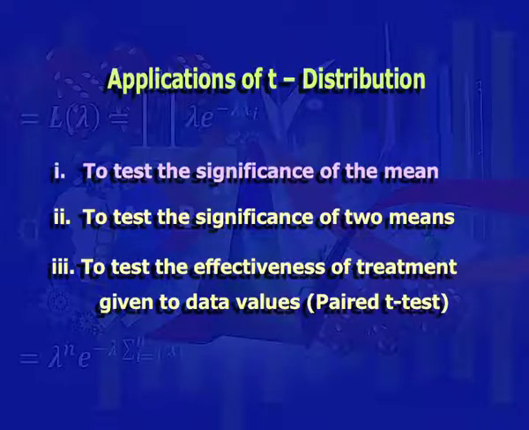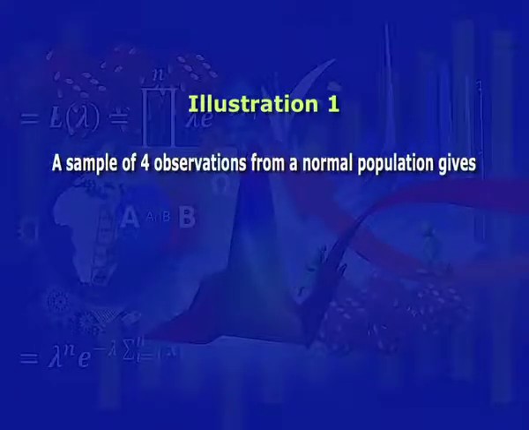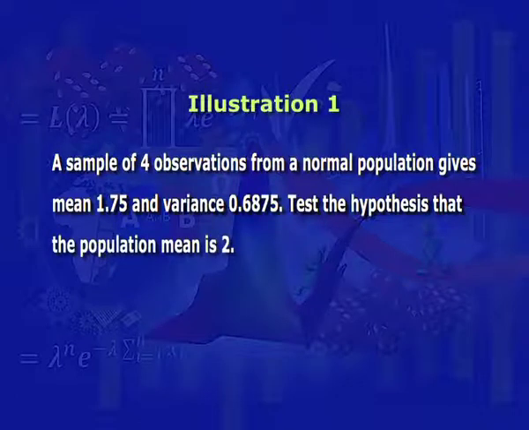Number 1, to test the significance of the mean. This test is used to test the hypothesis that there is no significant difference between sample and population mean, or that the sample has been drawn from the normal population with specified mean. Let us see illustration number 1. A sample of 4 observations from a normal population gives mean 1.75 and variance 0.6875. Test the hypothesis that the population mean is 2.